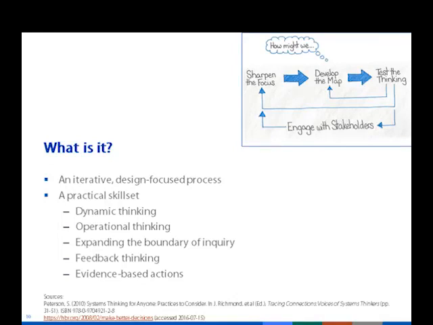A practical skill set supports the process. Essential best practices within this skill set include dynamic thinking, operational thinking, expanding the boundary of inquiry, feedback thinking, and evidence-based action taking. While there are many permutations, as you'll see if you dig into the search results on the phrase systems thinking, people who are effective in thinking in systems tend to use a process like the one outlined here, and they tend to use the skill set outlined here to gain insight.